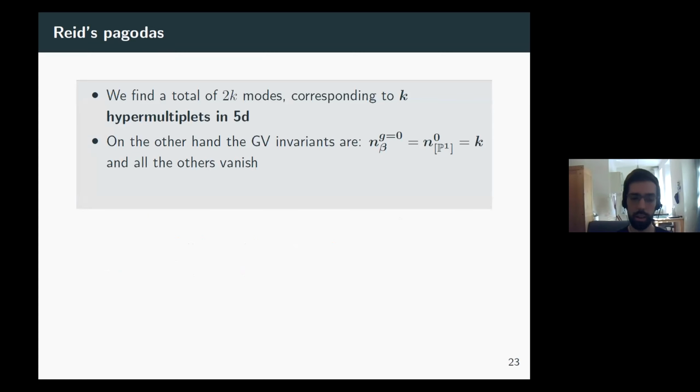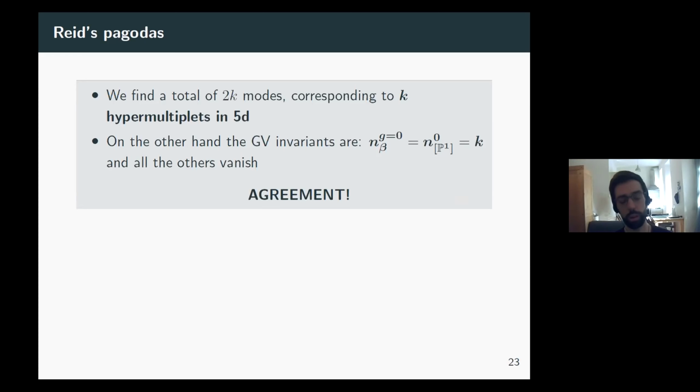And on the other hand, the GV invariants for this kind of geometry, so for the Reid pagodas, are as follows. We have that N_0 of genus 0, referring to the class of the exceptional P1 of the Reid pagodas, is equal to k, and all the other GV invariants vanish. And so we see that there is a perfect agreement between the number of hypermultiplets in the 5-dimensional theory and the GV invariants of the geometry. And this was the result that we wanted to find. We wanted to make this correspondence between physics and geometry.